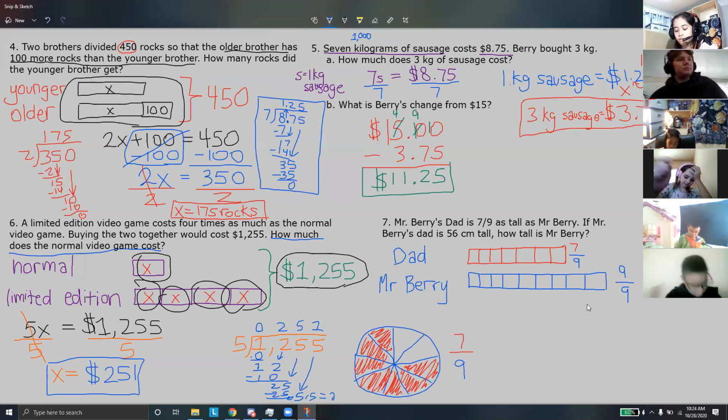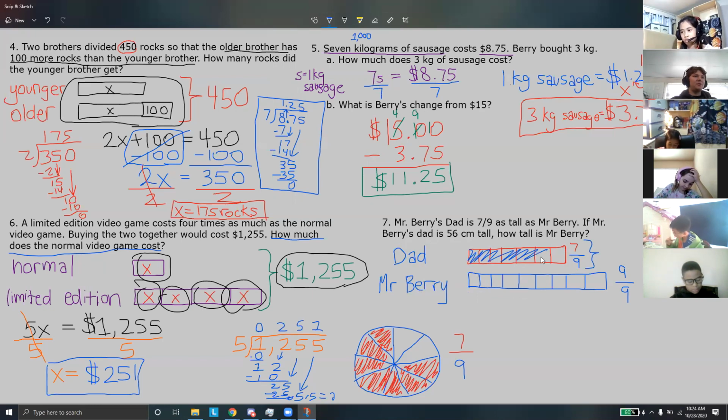Great, okay. And so the last thing we need to add before we can start solving is it shows Mr. Barry is 56 centimeters tall. So the whole thing, sorry, Mr. Barry's dad is 56 centimeters tall. So let me write that. So this bar right here, this whole thing is 56 centimeters.